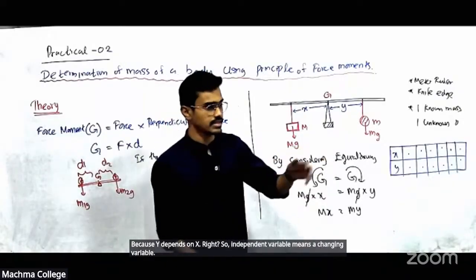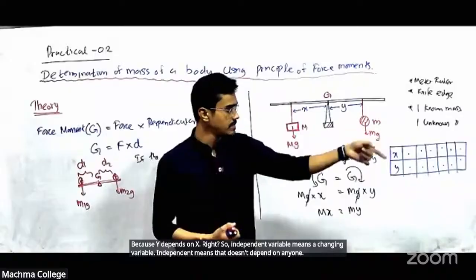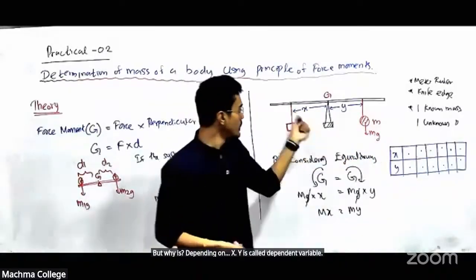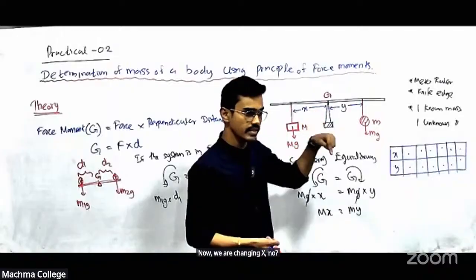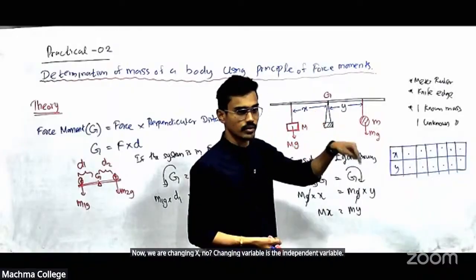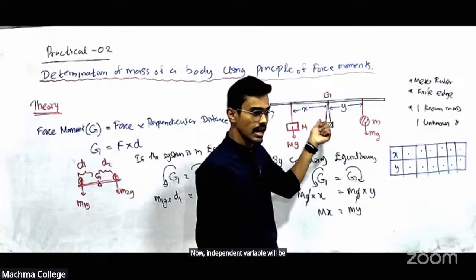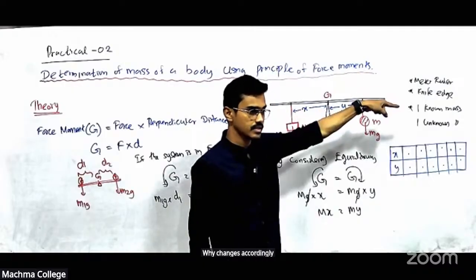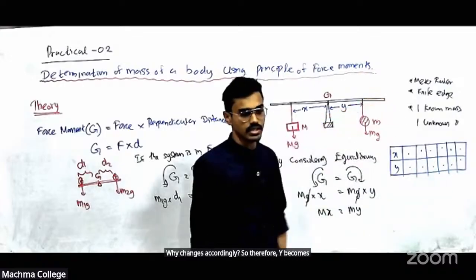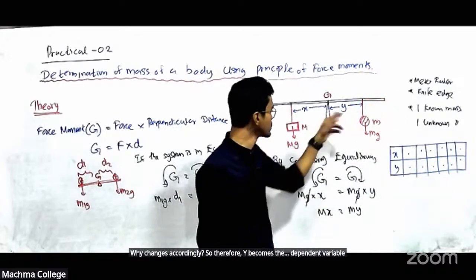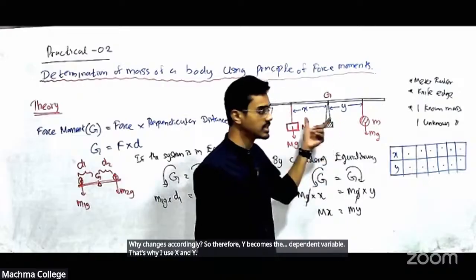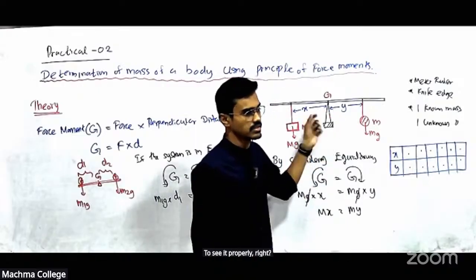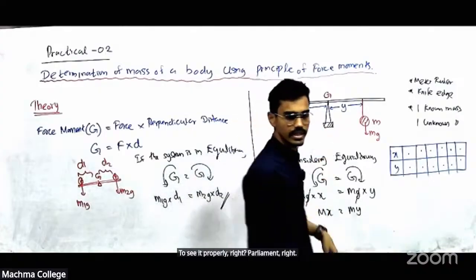Independent means that it doesn't depend on anyone. But y is depending on x. Y is called the dependent variable. Now we are changing x, and the changing variable is the independent variable. With respect to x, y changes accordingly. So therefore y becomes the dependent variable. That's why I use x and y for you to see it properly. Right? X is the changing variable, the independent variable.